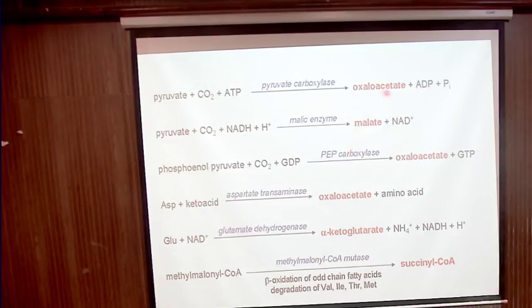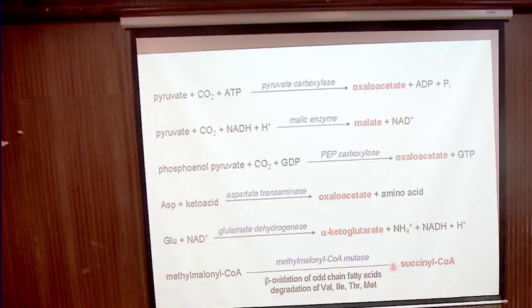One example you can give for oxaloacetate, or maybe you can give 2 examples for oxaloacetate, and 1 for malate. This is replenishing. This is not part of the TCA cycle. We are only producing these products which are part of the intermediates of the TCA cycle. I hope this point is understood well.